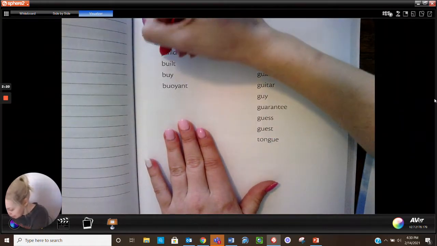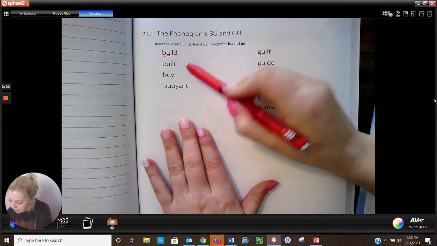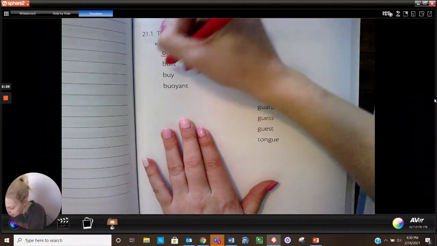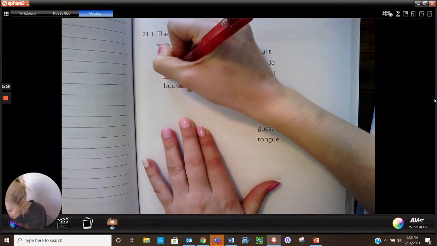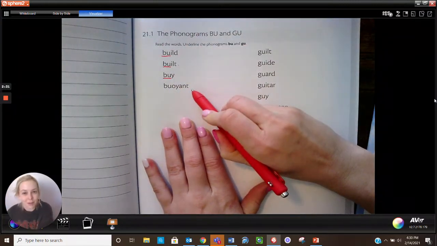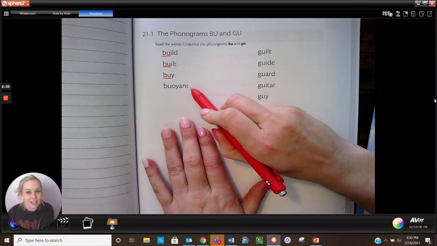build, built, buy, and ooh, this is a fun word. Do you know what this word is? It's pronounced buoyant.